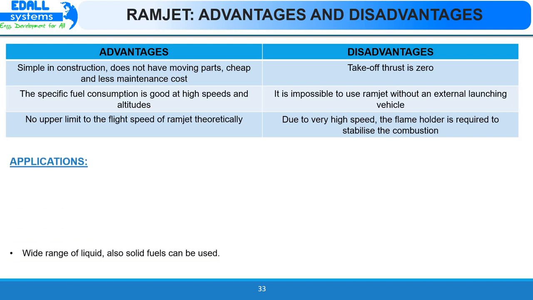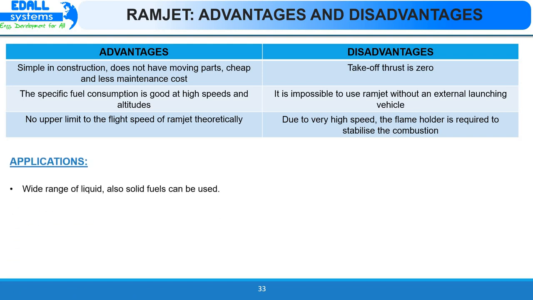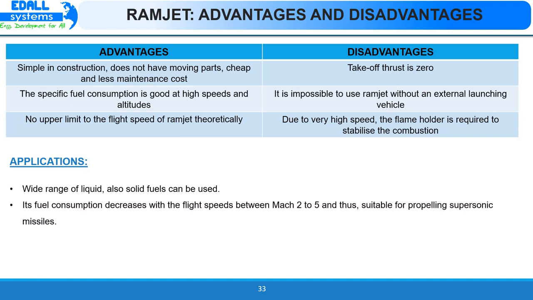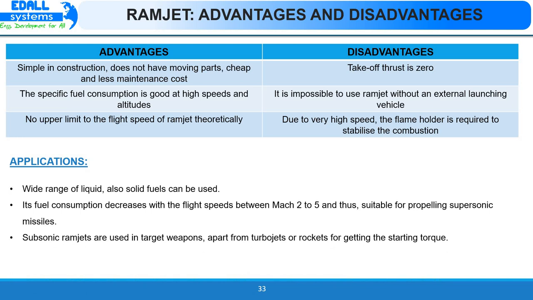Next, we shall see a few applications of ramjet engine. Ramjet engine is independent of fuel technology. A wide range of liquid, and also solid fuels can be used in ramjet engines. Its fuel consumption decreases with flight speeds between Mach 2 to 5, thus suitable for propelling supersonic missiles. Subsonic ramjets are used in target weapons apart from turbojets or rockets for getting the starting torque. Ramjet engines are meant for hypersonic flight transport.